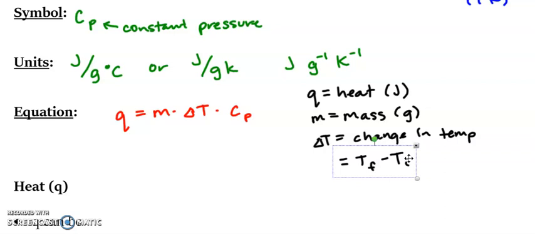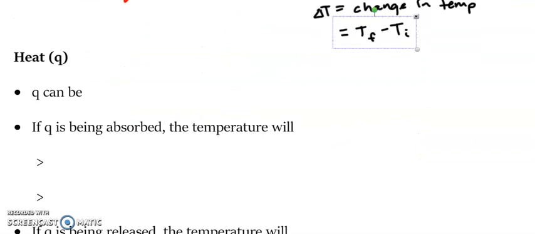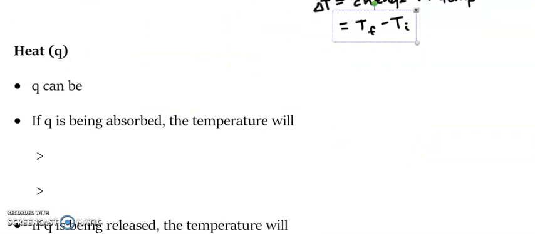So when it comes to just heat, not specific heat, but heat, Q, that Q, it can be positive or negative. So you can get a negative 56 joules, for example, or a positive 56 joules, and they mean different things. So heat can be absorbed, it can go into the system, or it can leave the system and go into the surroundings. So when it's being absorbed, so into the system, the temperature will increase.